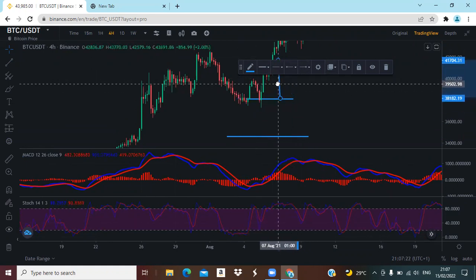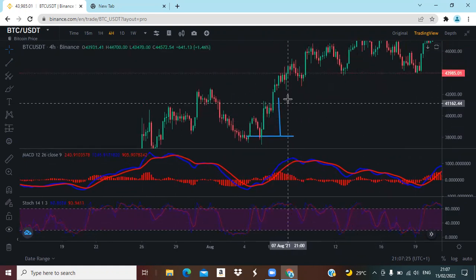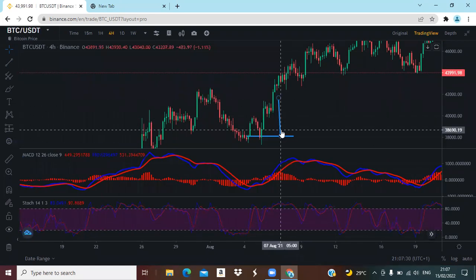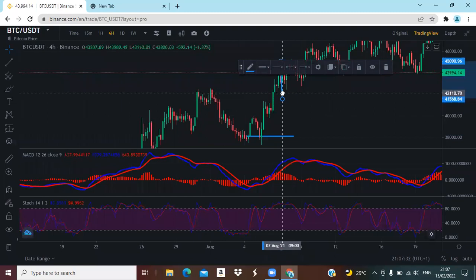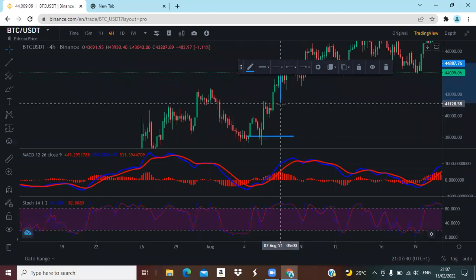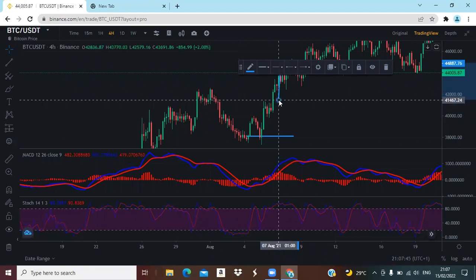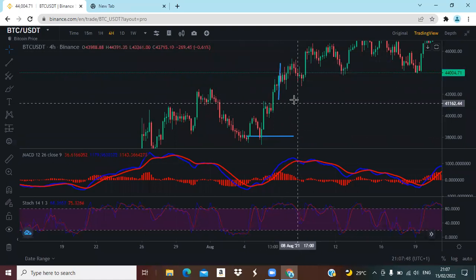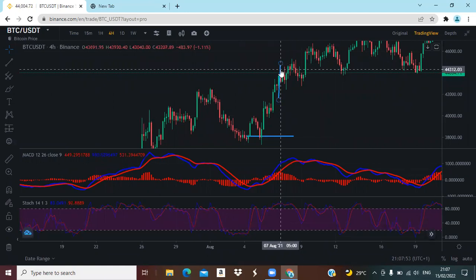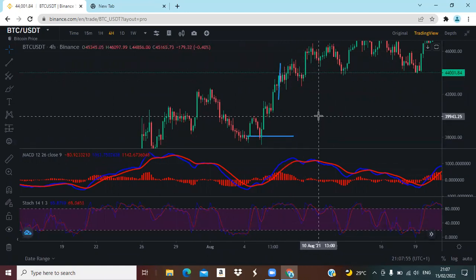If I'm giving you even 1 to 2, this first side, 41,600, around this area. So this will give you a 1 to 2 risk reward ratio if you're following risk reward ratio. Okay, so this strategy is very, very important.